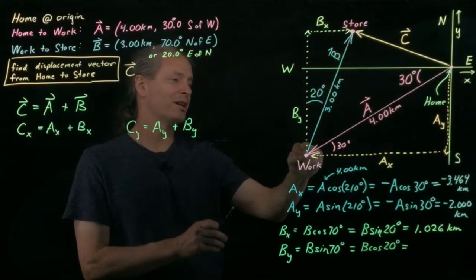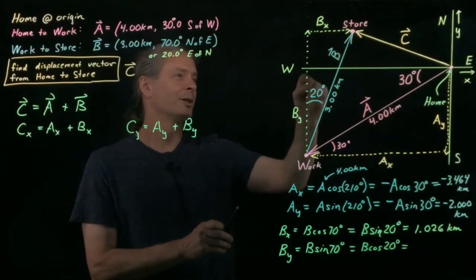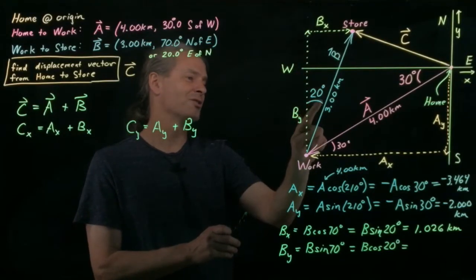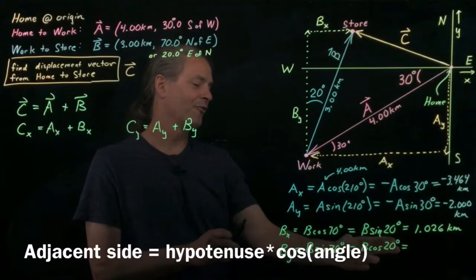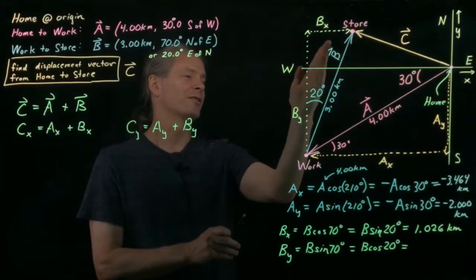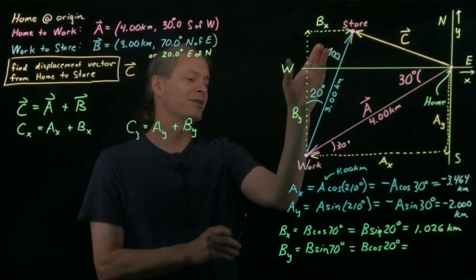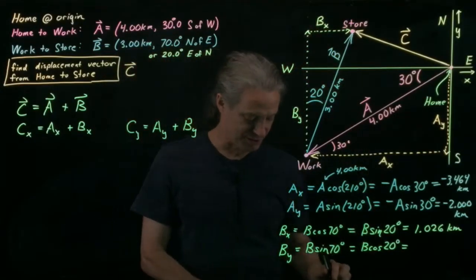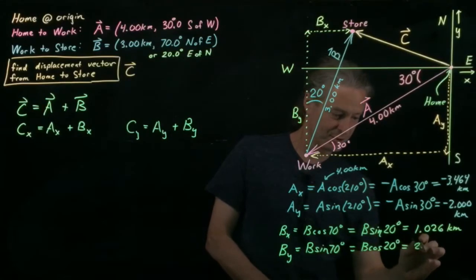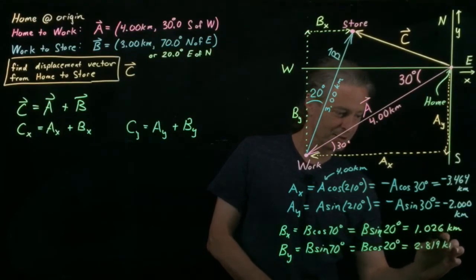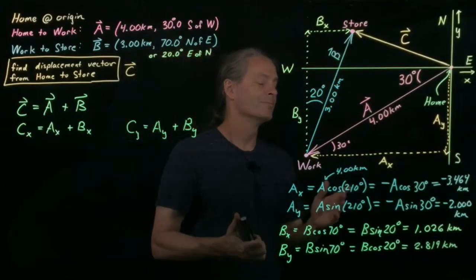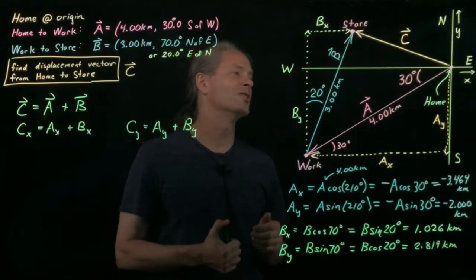If I look at this right triangle right here, the b sub y side is adjacent to the 20-degree angle. Now I've got to be careful. I'm using the smaller angle. I've got to put in the positive or negative by hand because I didn't measure this from the positive x-axis. I can calculate both of these out. They give me the same answer, 2.819 kilometers.